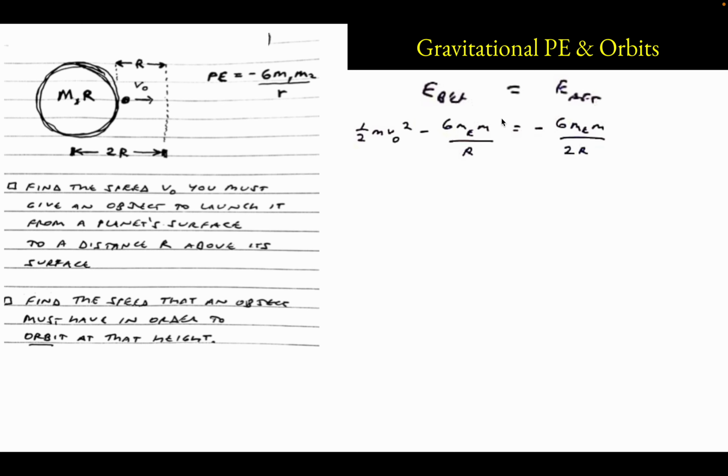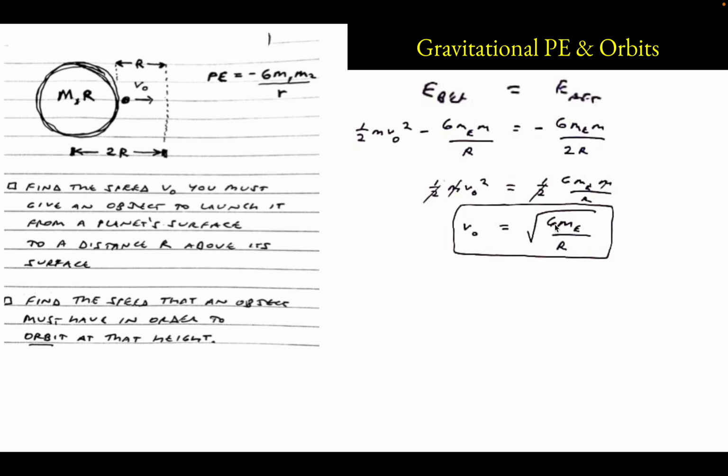Now the only unknown in the problem is v initial, so we can solve for it, and you would get this expression for how fast you'd have to shoot the ball to get it to go that far above the surface. Sometimes they ask people about escape velocity. In that case, you'd set this 2r, the final position, to infinity, so the right-hand side of this equation would be 0 if you were asked about escape velocity, which we were not here.